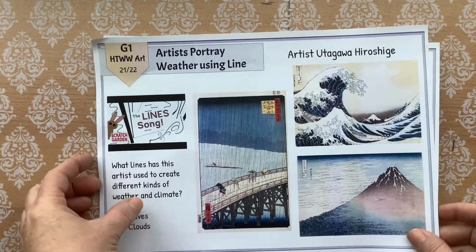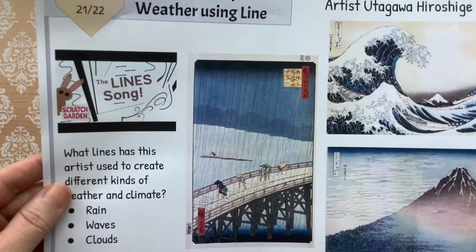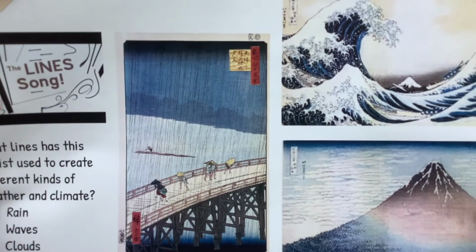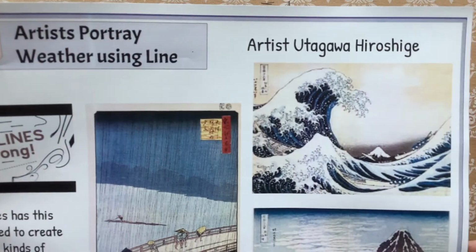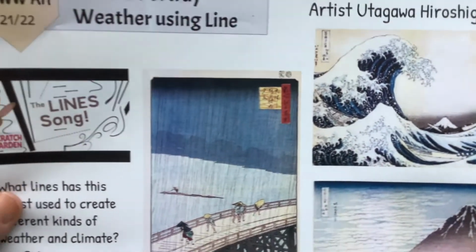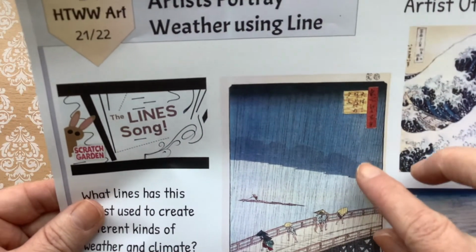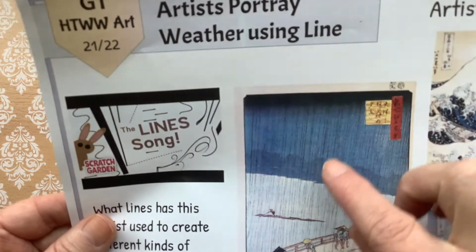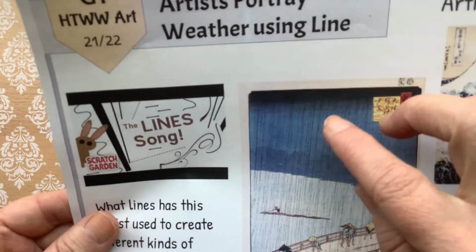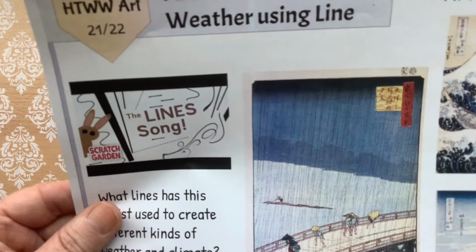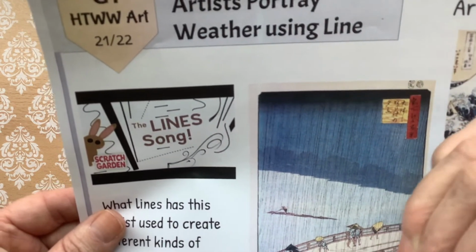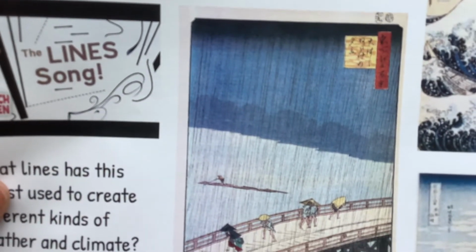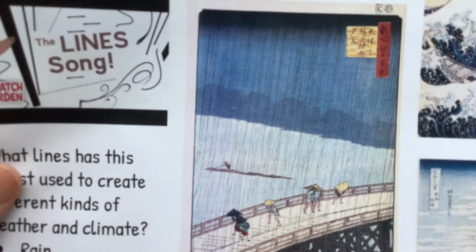Okay, everybody, let's take a look first at these artworks and see how this artist has used line to create the different weather patterns. So this is the artist Utagawa Hiroshige. He's a Japanese artist. And here, where we have some rain, we can see some straight, kind of diagonal lines almost. They don't go completely vertical. They're kind of at a slant. Do you think that's like a heavy rain, or do you think that creates more of a soft kind of drizzly rain?